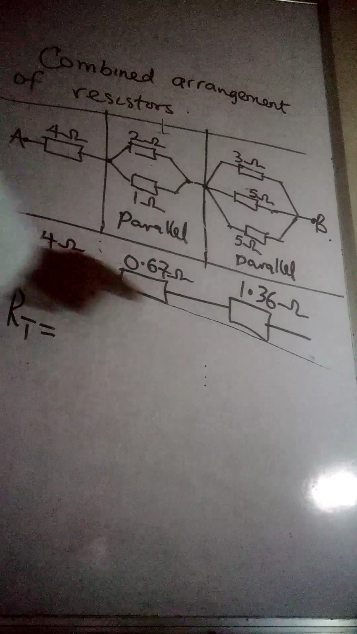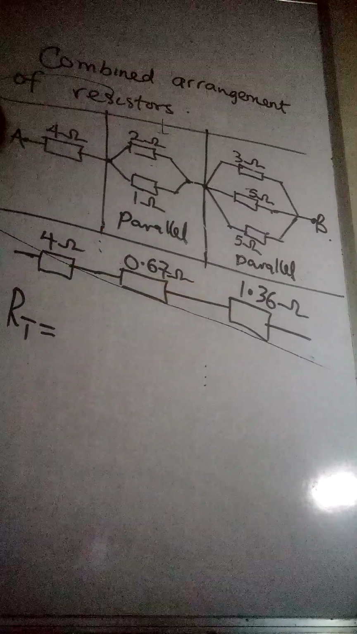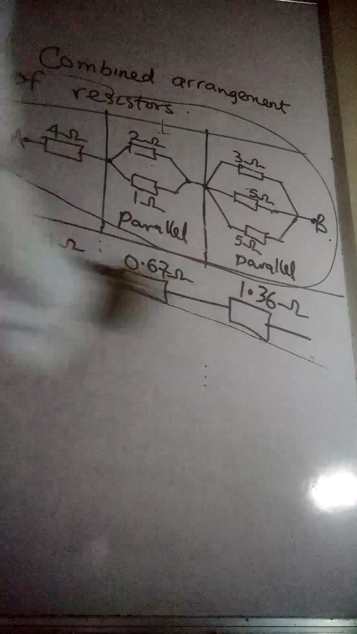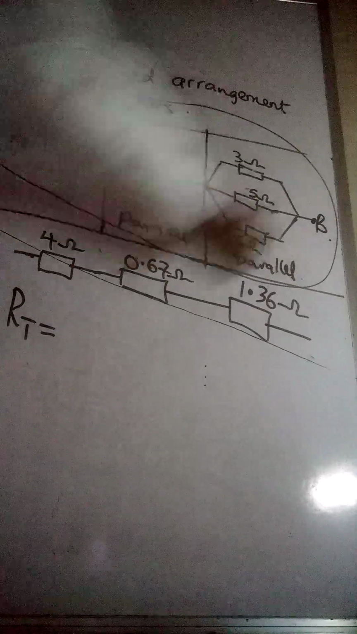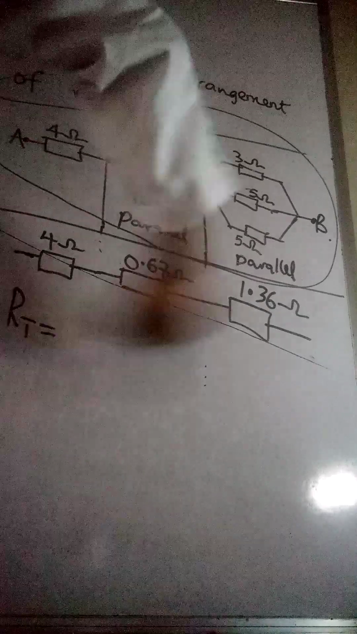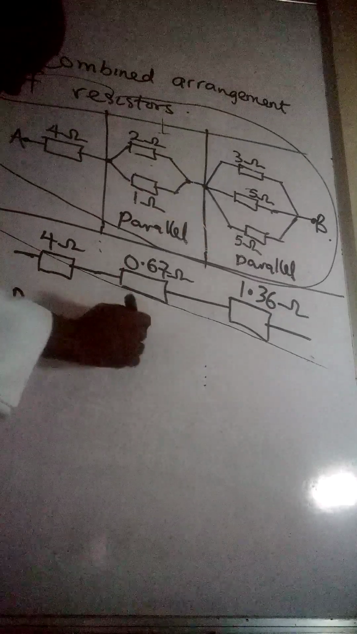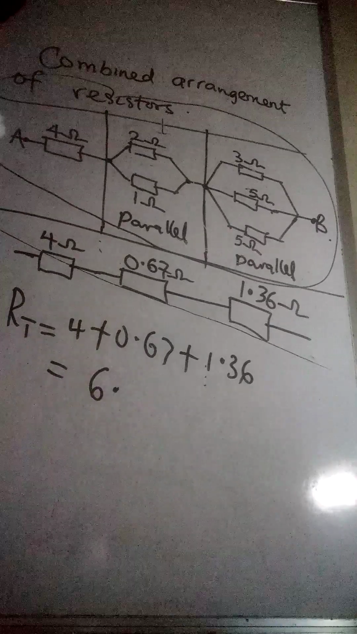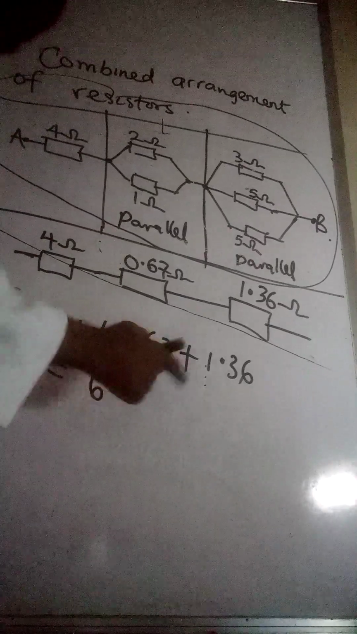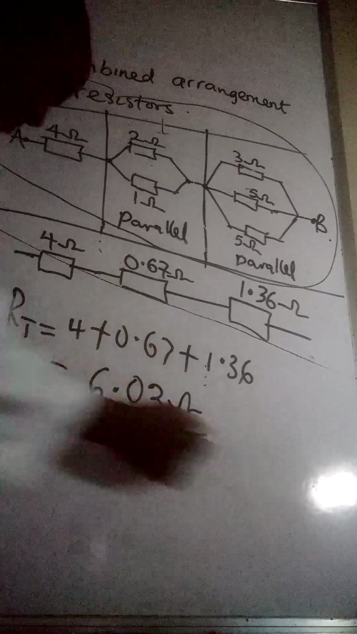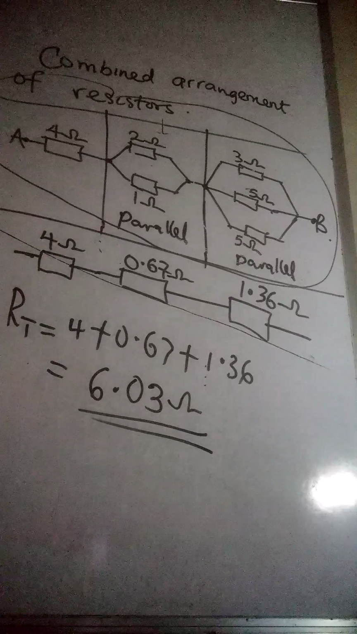So this is the new arrangement now. The whole of this has become this. So what arrangement is this now? Series. That means you add them together. That will now be the total resistance. That is when I can put T here now. T means total for the whole. It will now be 4 plus 0.67 plus 1.36, and that will give us 6.03 ohms. So that is the answer.